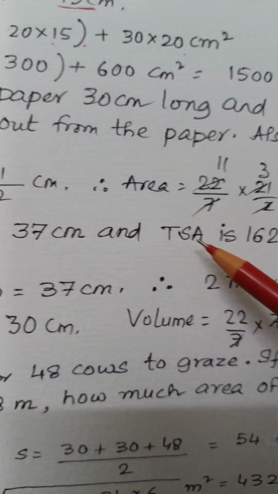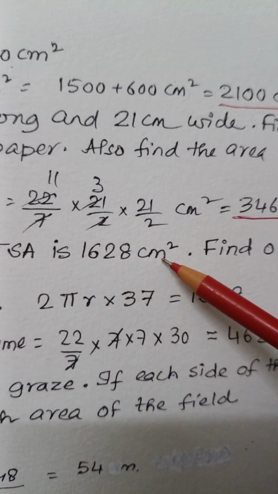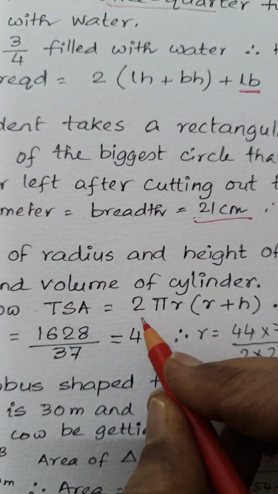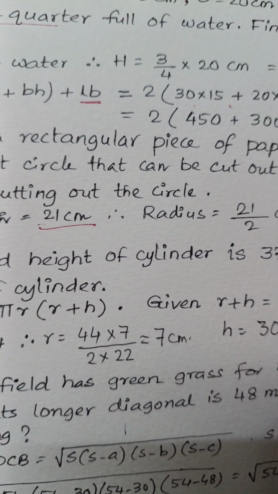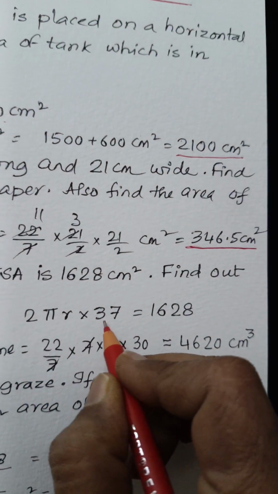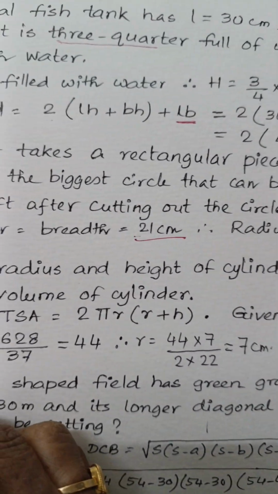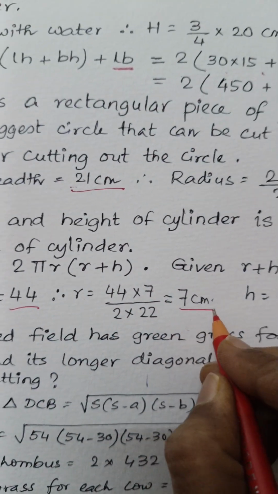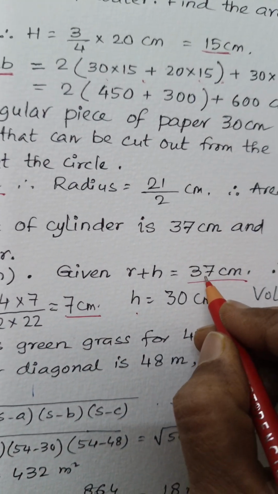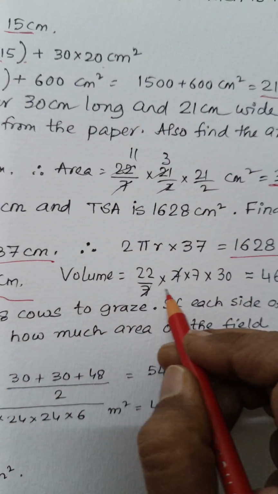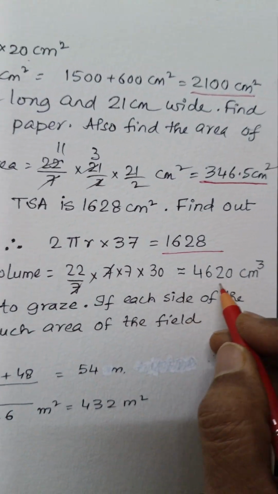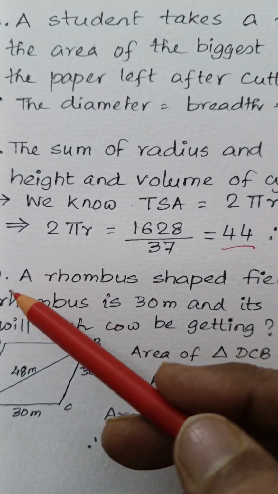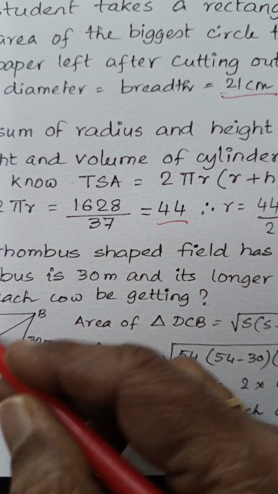Number 19. The sum of radius and height of cylinder is 37 centimeter and total surface area, TSA, is 1628 centimeter square. Find out the height and volume of the cylinder. We know TSA is equal to 2 pi r into r plus h. Given r plus h is equal to 37, 2 pi r into 37 is equal to 1628. Therefore the value of 2 pi r is 44. Therefore r is equal to 7. Height is equal to 37 minus 7, that is 30 centimeter, and volume is pi r square h, that is 4620 centimeter cube.